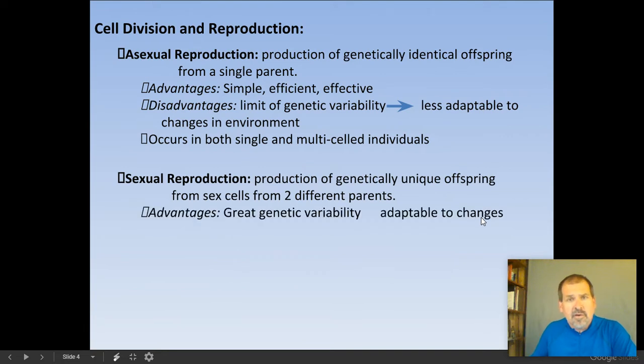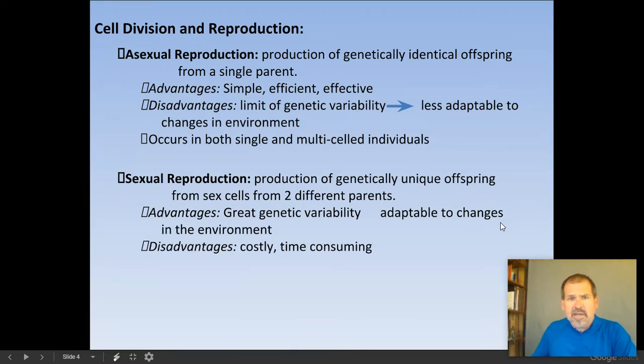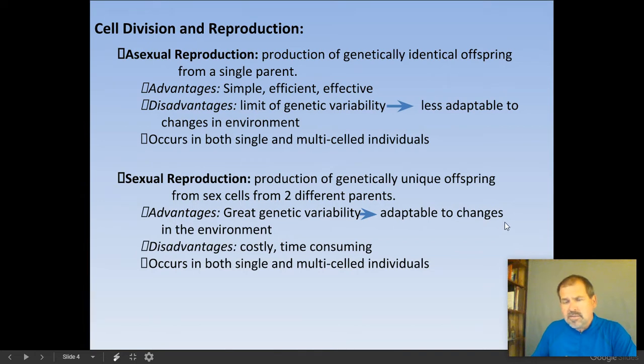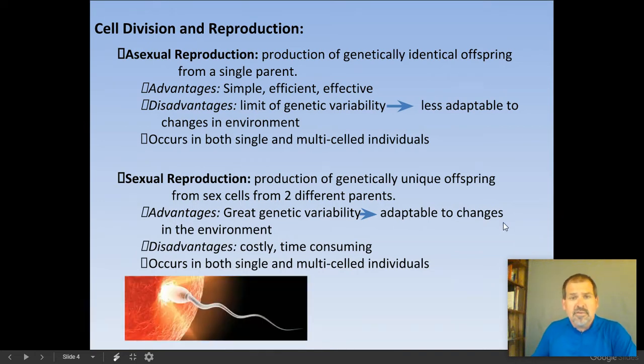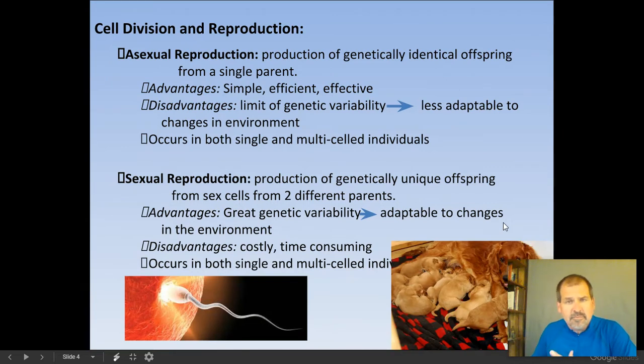Sexual reproduction involves 2 parents. We know that you have tremendous genetic variability because half the DNA comes from mom, half the DNA comes from dad. Disadvantages: biologically, it's costly, it's very time consuming, and again, occurs in both single and multi-celled individuals. And again, just some images with respect to sexual reproduction.